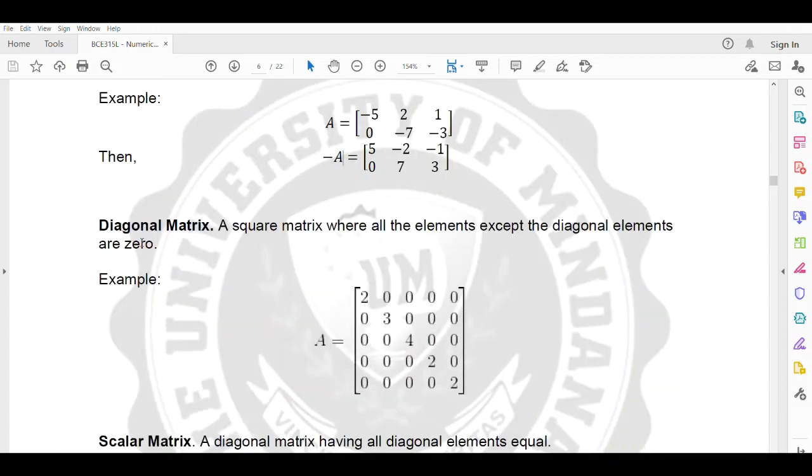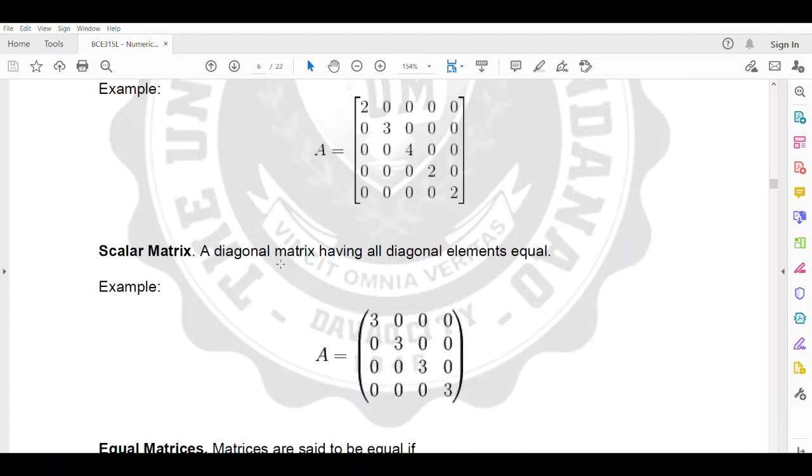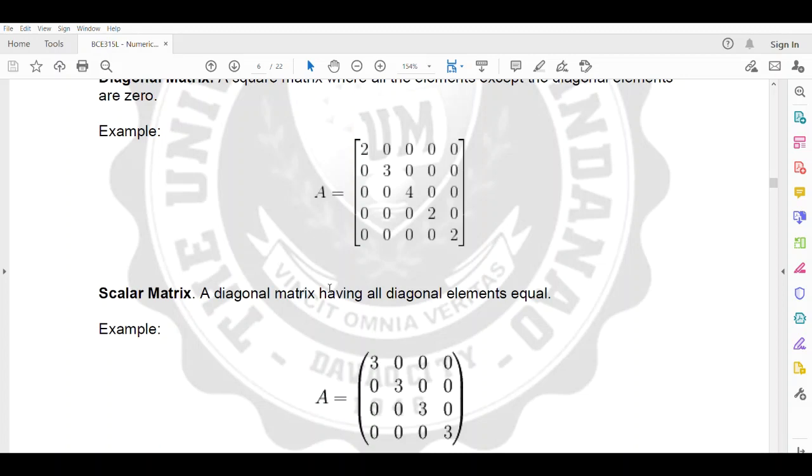Now we also have what we call the diagonal matrix, which is a square matrix, meaning to say the dimensions of the matrix should be equal, and all the elements except the diagonal elements are zero. As you can see here, the diagonal elements have real values, and the other elements aside from the diagonal elements are zeroed out. Similarly, the scalar matrix is also a diagonal matrix. However, the only difference of the scalar matrix from the diagonal matrix is that the diagonal elements of the scalar matrix should be equal, meaning if one is 3, the rest of the diagonal elements should also be 3.